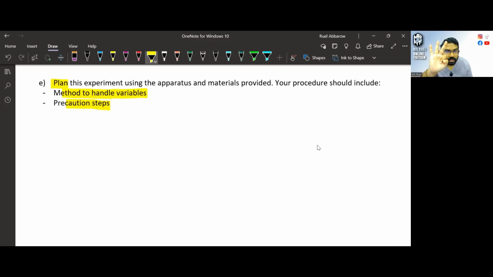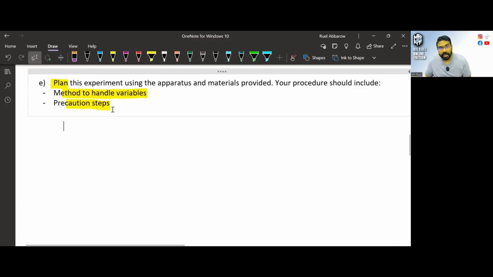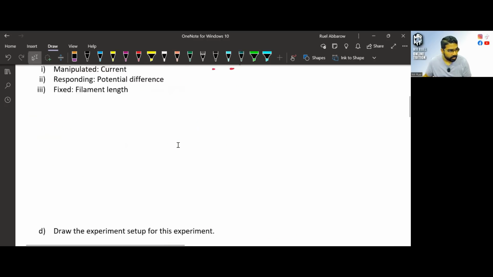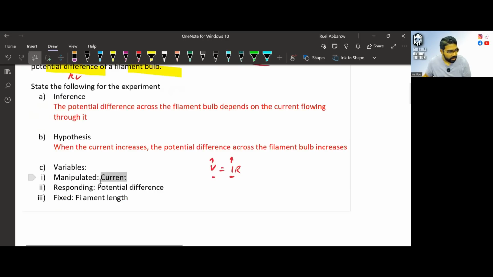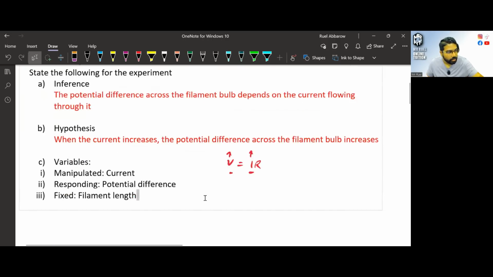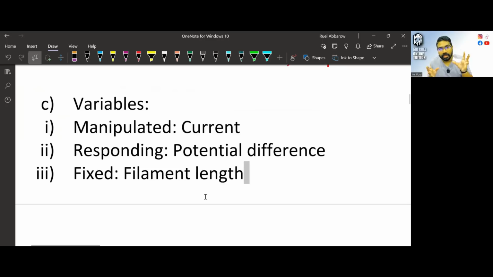Only focus on the 3 variables. Okay, let me teach you how to do that. So for this particular experiment, let's look at the first variable, the manipulated variable. So it's current, isn't it? So how do you make current the manipulated variable? That's what you should write.